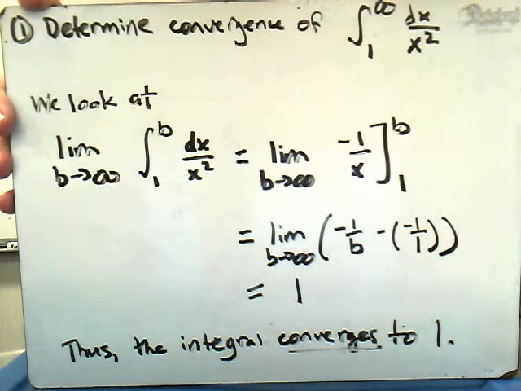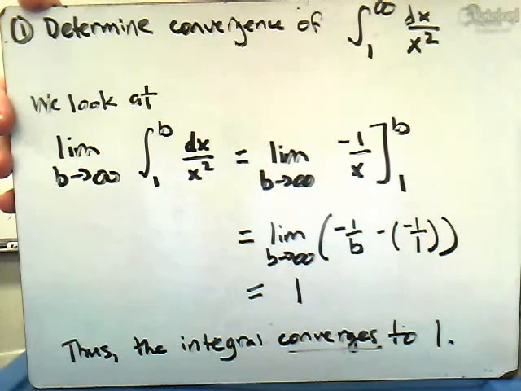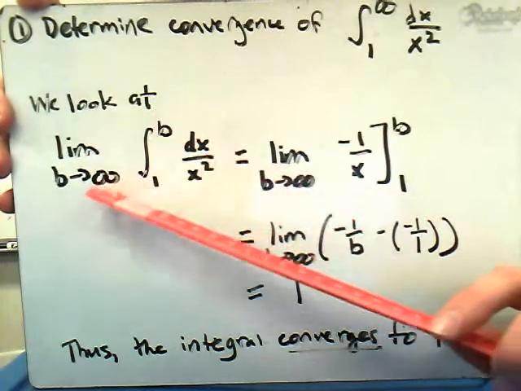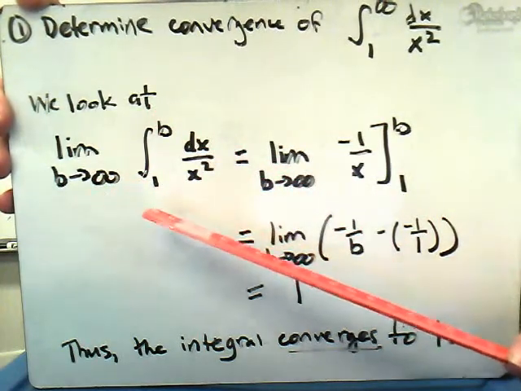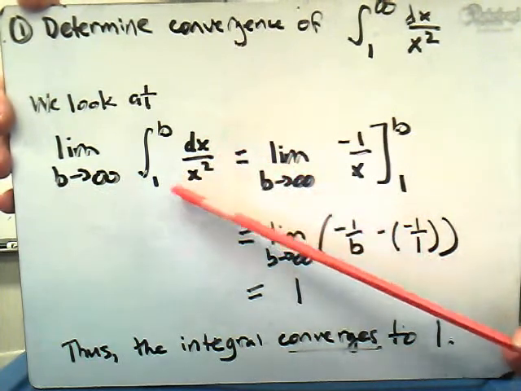So as just mentioned, in order to help us evaluate these integrals, we look at the limit as the upper limit goes to infinity. In this case, we're going to look at the limit as b goes to infinity of the integral from 1 to b of dx over x squared. And how do we do that?